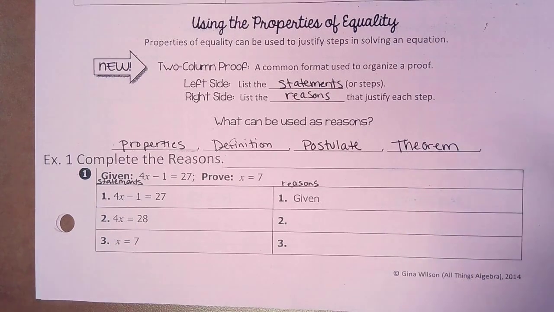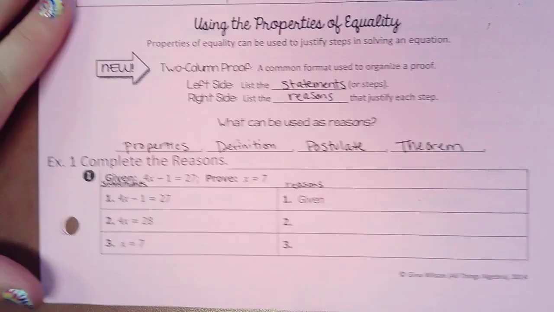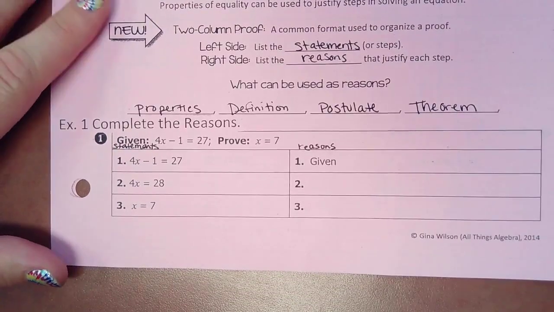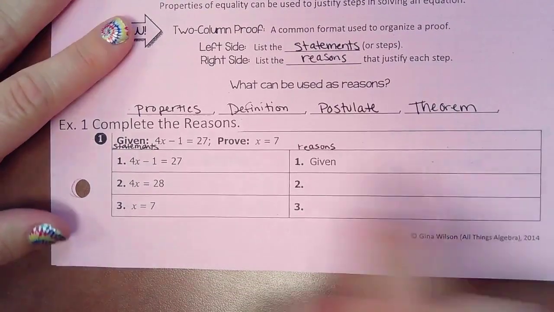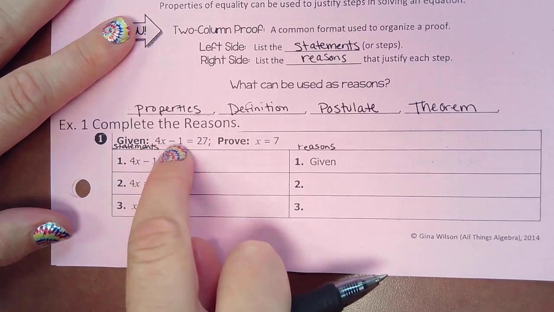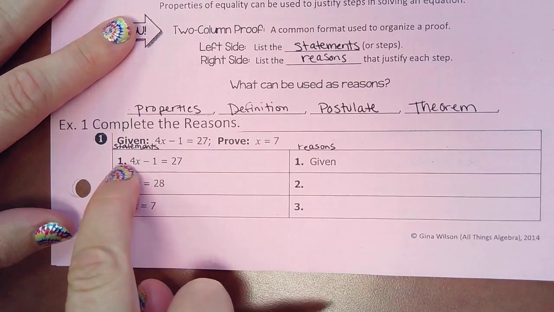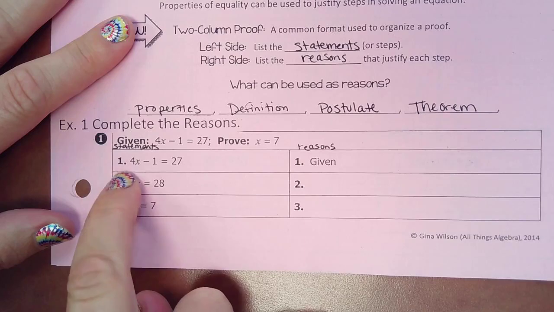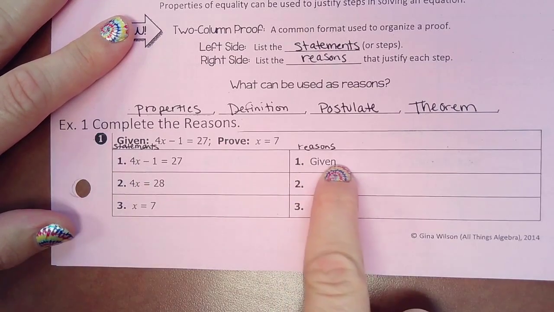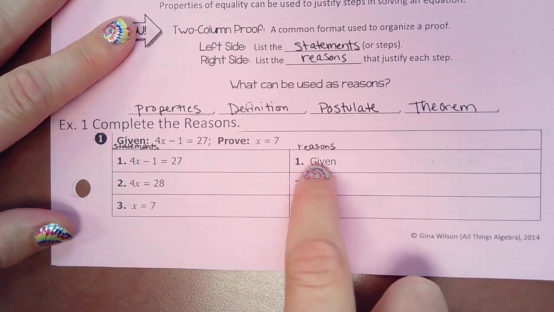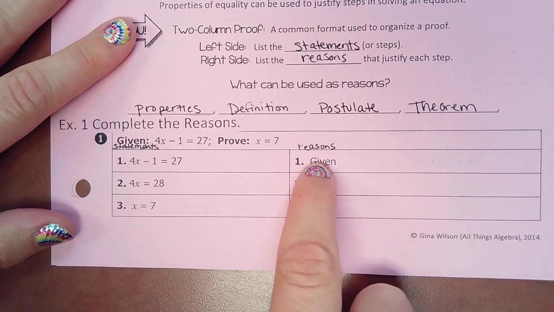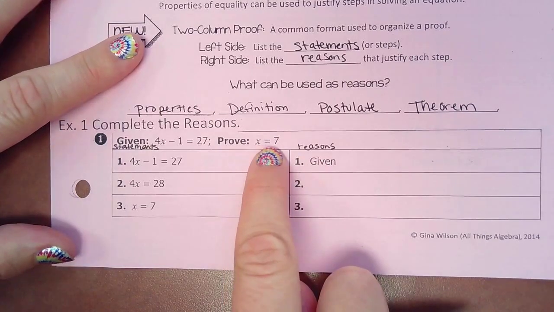Okay, so let's go through the first one. Example 1. It said given 4x minus 1 equals 27. Every single first step is always the given. So here's what they gave us, here's the given. That's always going to be given on step 1. We're trying to prove that x equals 7.